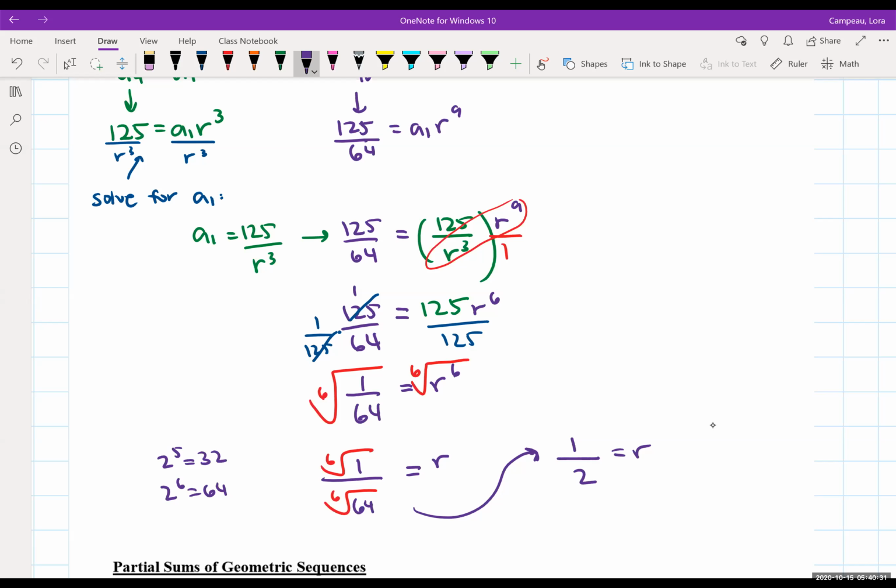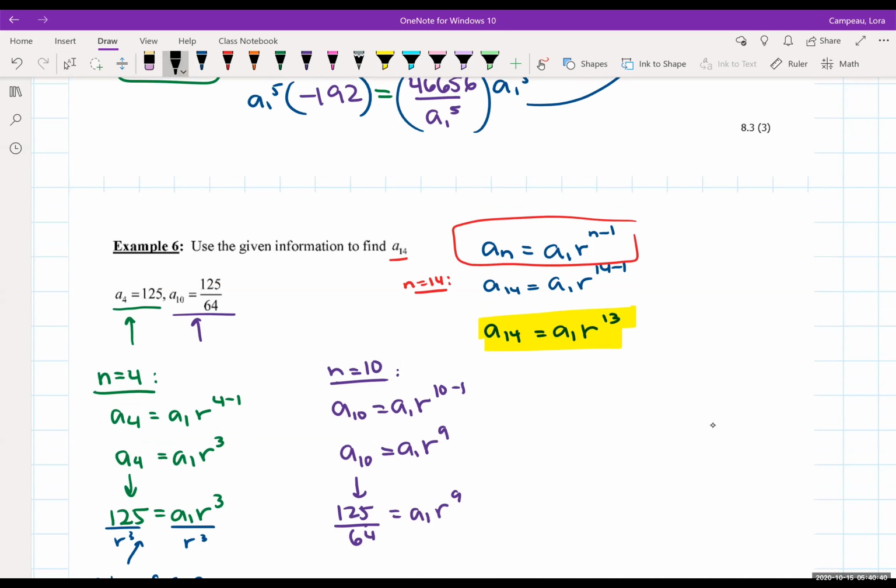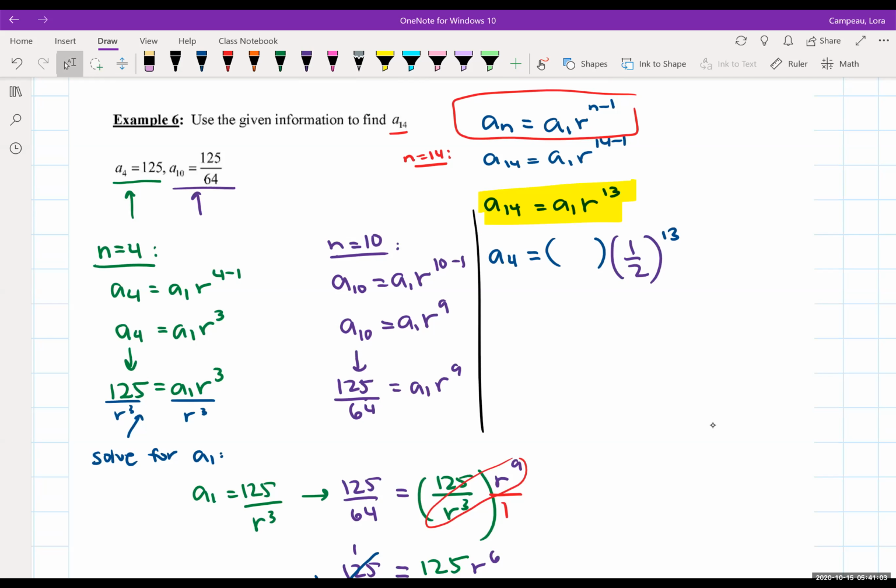So I feel pretty good. r, the common ratio, is 1/2. Now we can take that and plug it into our formula above and see what we have. a sub 14 equals a sub 1, we don't know what that is quite yet, but we do know that r is 1/2, and it should be taken to the 13th power. I'm going to avoid taking things to the 13th power at this moment because I really want to figure out who a sub 1 is.